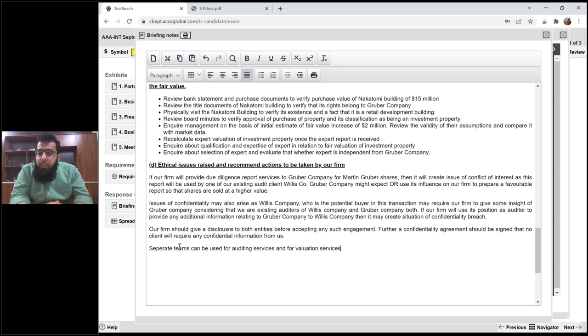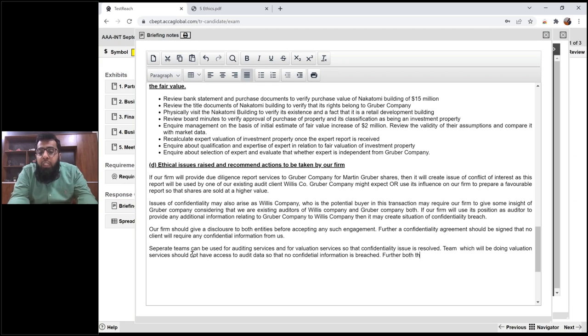Okay, now separate teams can be used for auditing services and for valuation services so that the confidentiality issue is resolved. The team which will be doing valuation services should not have access to audit data so that no confidential information is breached. Further, both team members can also be asked to sign a confidentiality document.